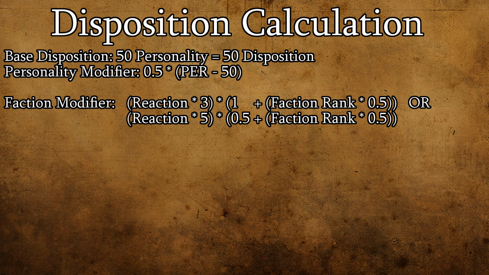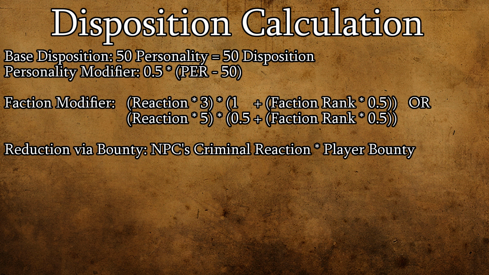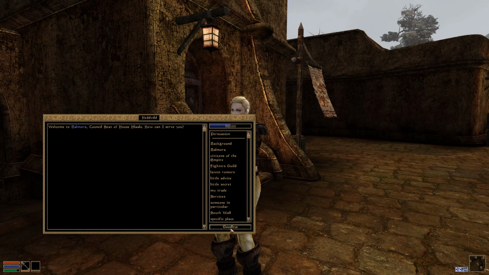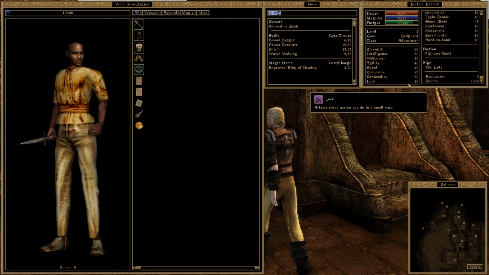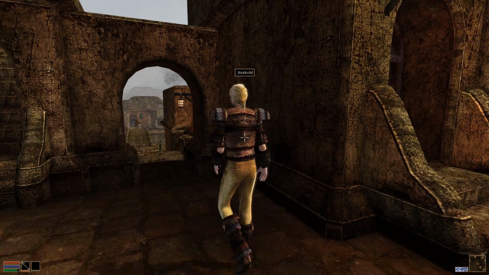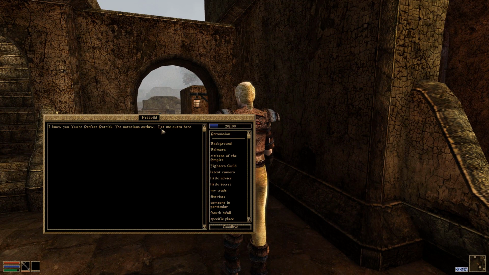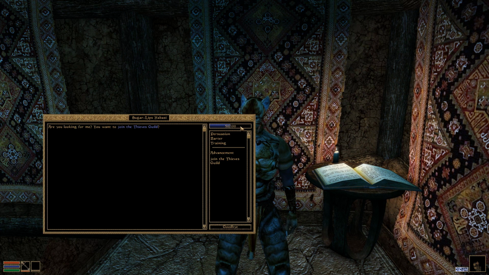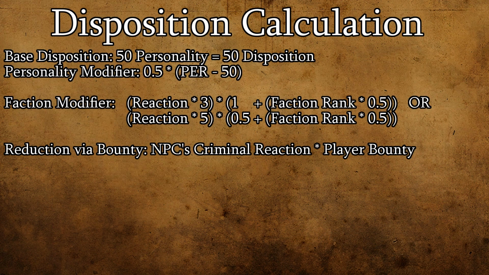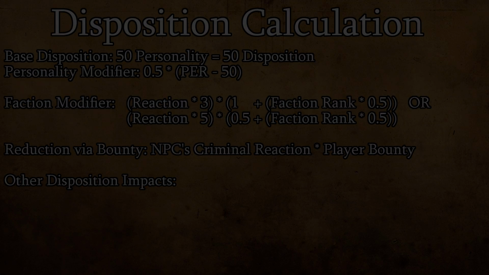The last significant impact to your dispositions is your current bounty. However, there isn't a universal modifier. Instead, individual NPC reactions to your bounty level depend on their own personal relations with the law. Generally speaking, it's safe to assume fellow criminals are likely to shrug off your own criminal record. Now, let's cover a couple smaller impacts to dispositions and dispel a few common misconceptions while we're at it.